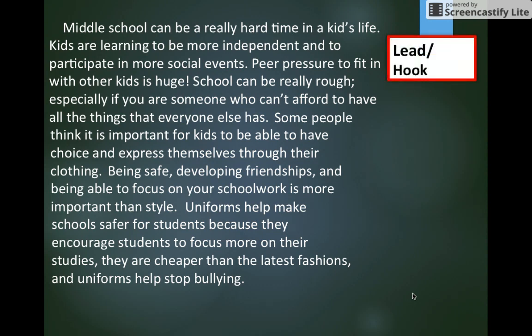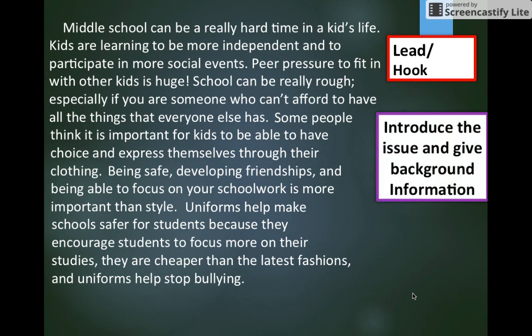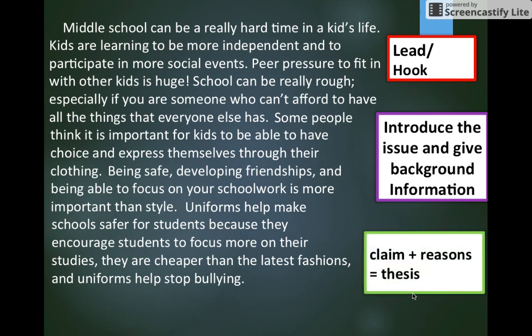So this one started with a lead or a hook, and that is a strong statement that middle school can be a really hard time in a kid's life. Then it introduces the issue and gives background information. Those are the middle few sentences. And then finally, it gives our thesis statement.